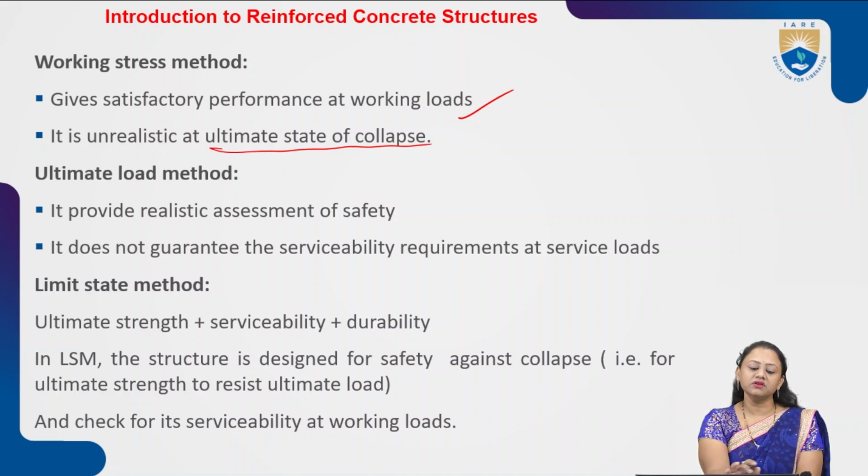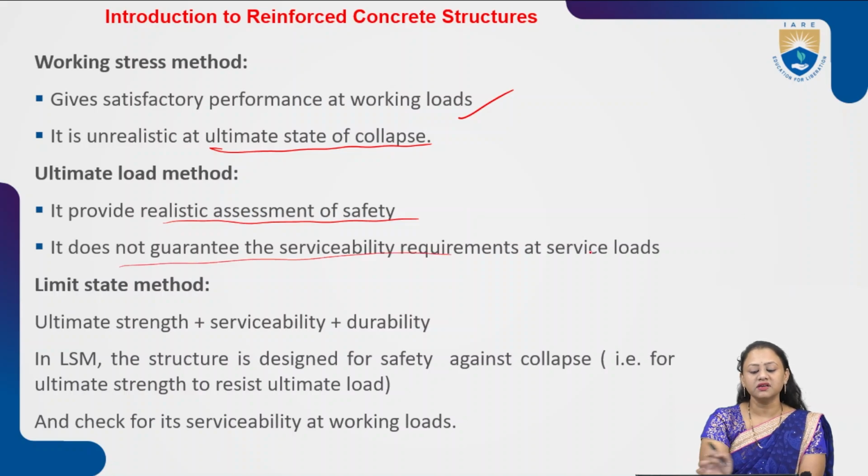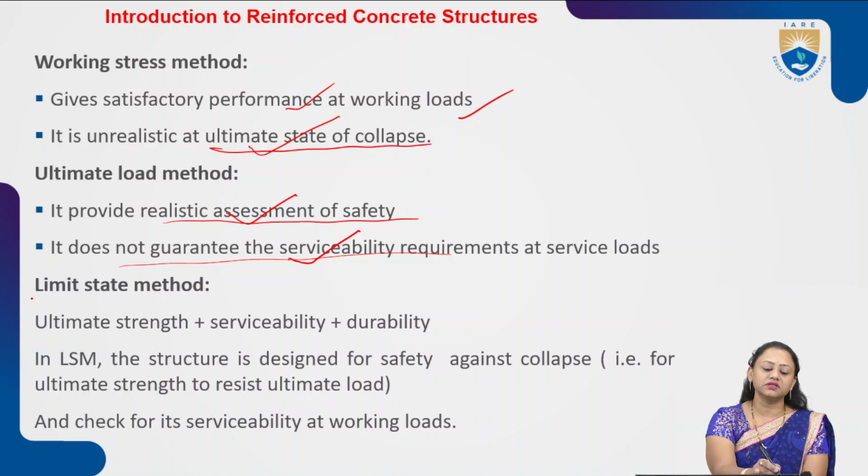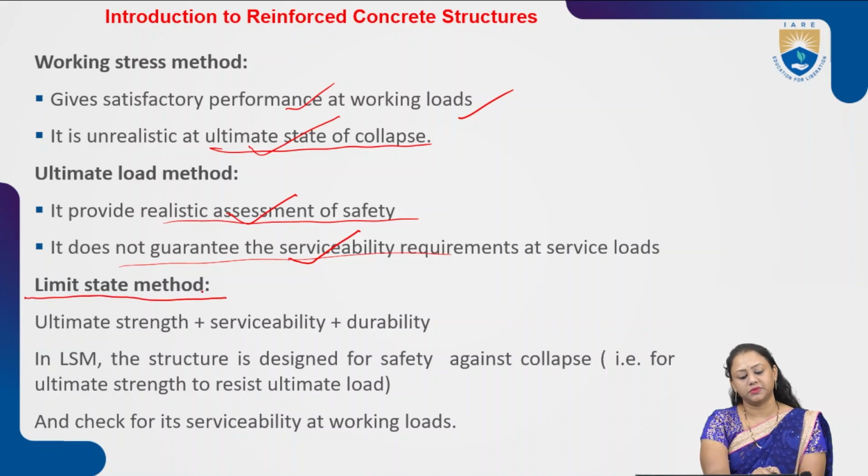So this is a comparison of all the methods. Ultimate load method will provide a realistic assessment of safety, but it does not guarantee serviceability. So these are the drawbacks of both the methods. The first method is giving satisfactory performance, however, it is unrealistic at the ultimate state of collapse. Whereas the ultimate load method is giving a realistic assessment of safety, however, it does not guarantee serviceability. So due to the drawbacks of these two methods, we required a third method, that is the limit state method.